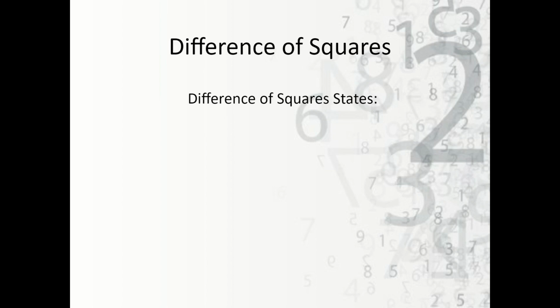Now, a couple of formulas that you'll need for today are difference of squares. Difference of squares says that we start with a plus b times a minus b, and that's equal to a squared minus b squared. And this also works in reverse. So if we started with a squared minus b squared, that's equal to a plus b times a minus b.